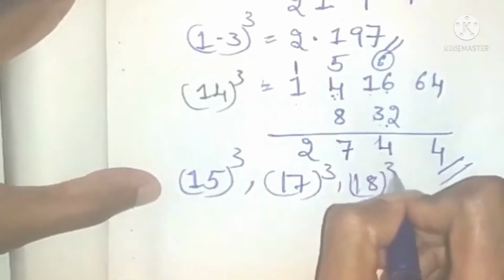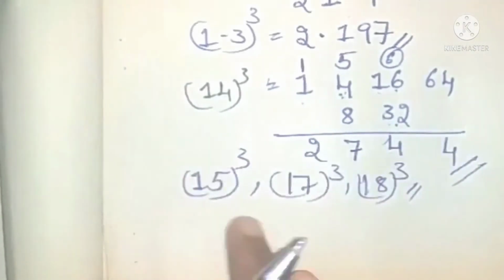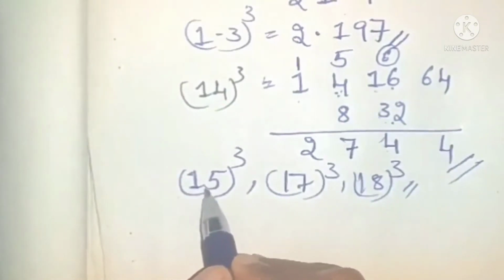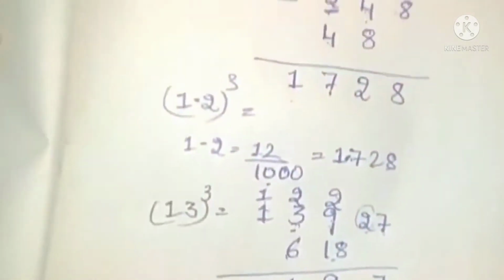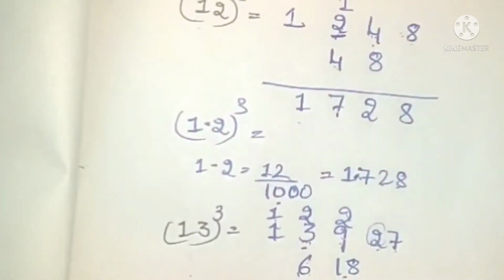Now I am giving you homework for 15 cube, 17 cube, 18 cube. Now this is the first model, that is when it starts with 1, we should do a process like this. Okay, now let's go for the second process. Before going to discuss the second model, let us discuss some GK.